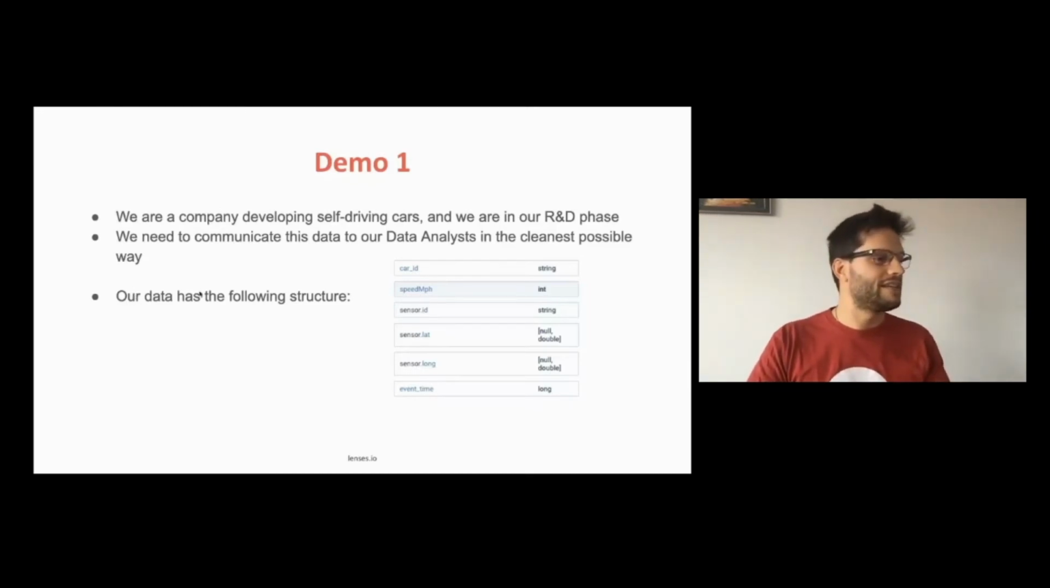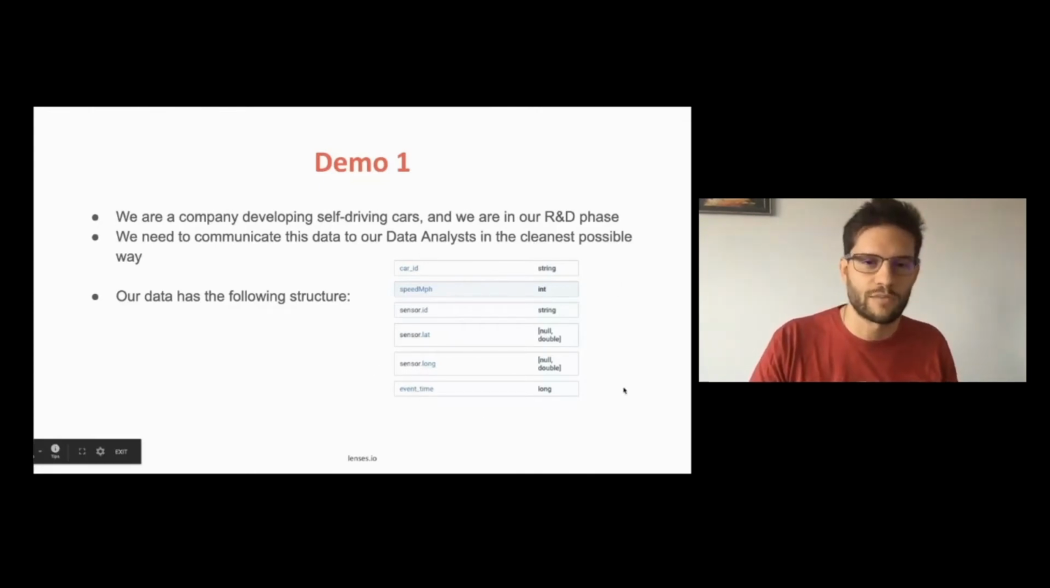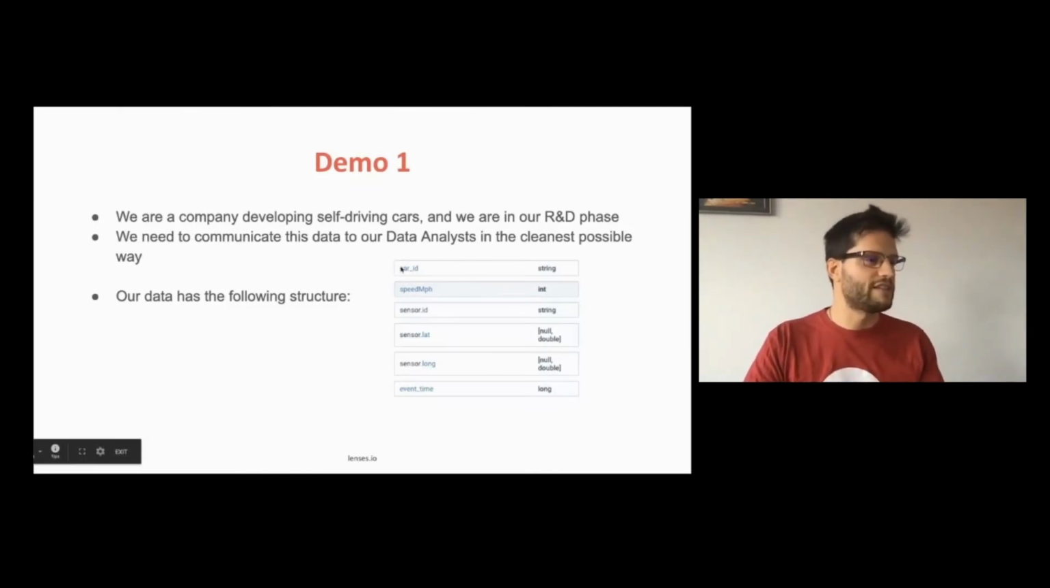Now, the data that we're going to work with is going to have this shape. The key of a record is just going to be some random string, some random ID. The value is going to look something like this. We are going to have an ID for a car, some information about the speed, some information about the sensor (a car might have multiple sensors), optional latitude, optional longitude for that sensor, and some event time, right?